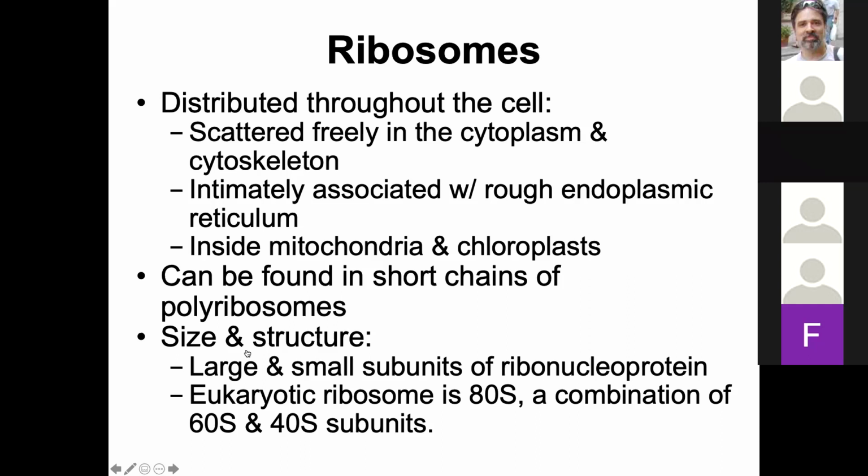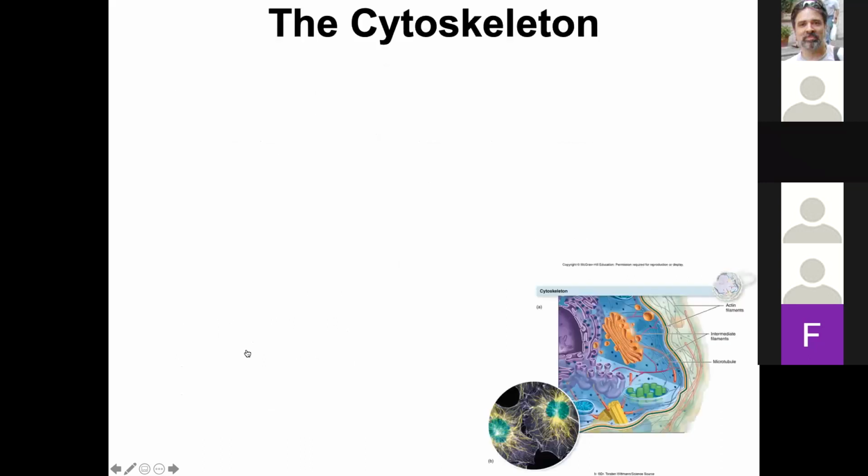Large and small subunits of ribonucleoprotein make up the ribosome. The eukaryotic ribosome is an 80S ribosome, which is a combination of a 60 and a 40, right? Remember that the prokaryotic ribosome is a 70S ribosome, right? So it has a different shape and it has different building blocks that make it up, okay?